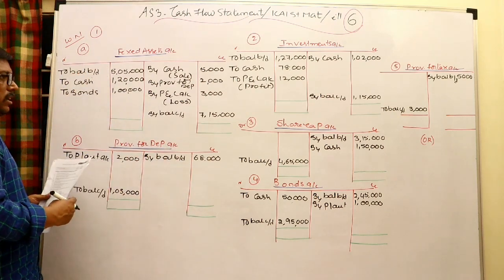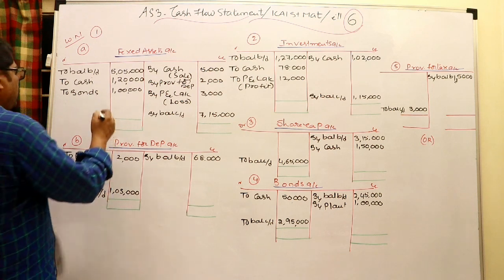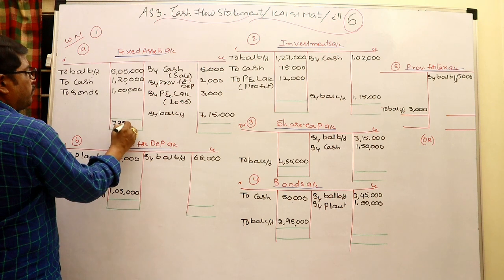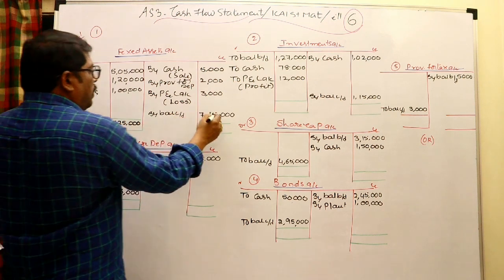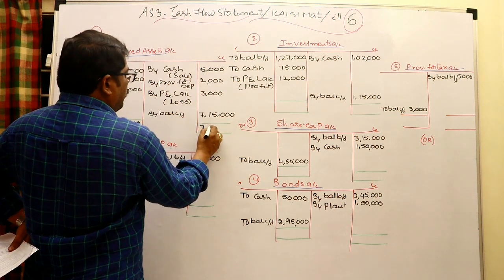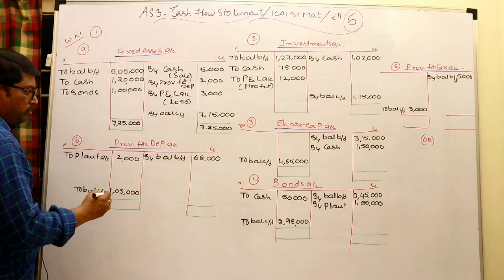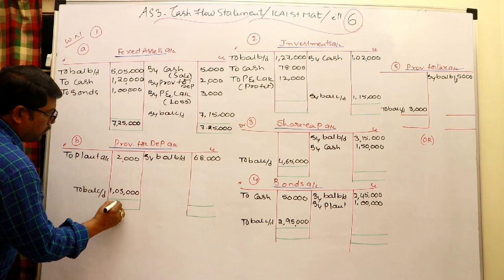Okay, now let us check that. Already I said that everything is provided. So if you check it, this is 7,25,000 total, and this is also 7,25,000, and this is 1,05,000.